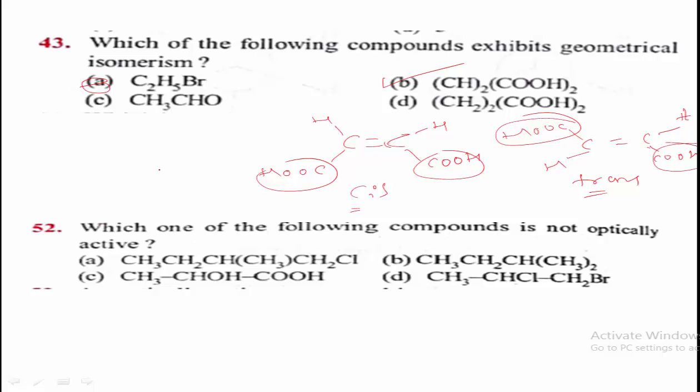Option A, this is not shown. Option C does not show geometrical isomerism, therefore it is also wrong. Option D is also the same. So select either option B or option D as the right answer. Students, I take option B here. Geometrical isomerism means a special arrangement of atoms around the double bond is observed.